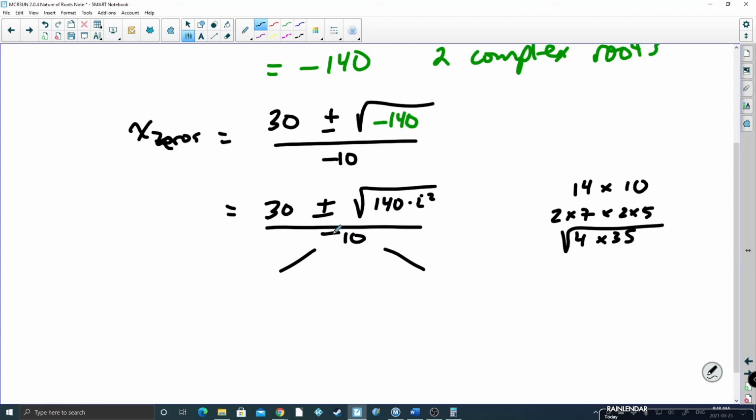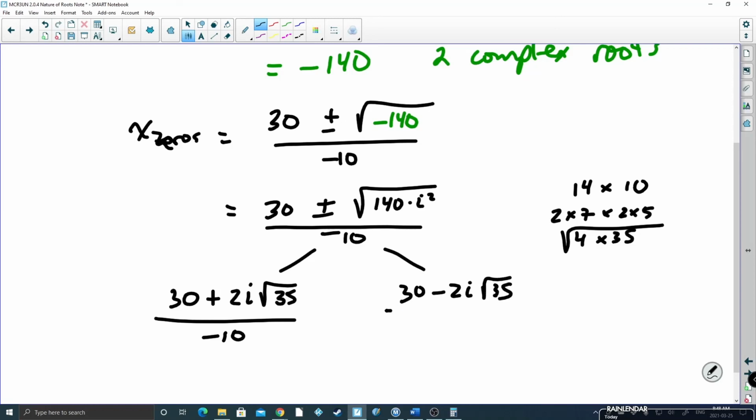We're really dealing with the complex nature of things here, but we really should try to simplify our roots. So we're going to have 30 plus square root of 4 is 2. The square root of i squared is i. And then root 35 is going to be left in there, all divided by negative 10. And then we're going to have 30 minus 2i root 35 divided by negative 10.